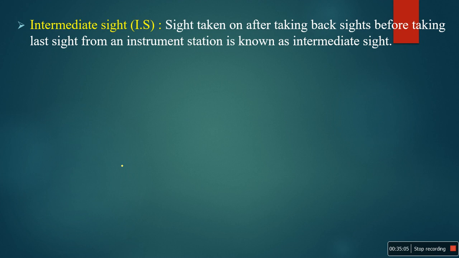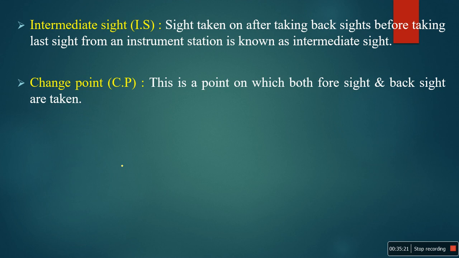Okay. Then next one is intermediate sight, that is IS. These are the staff readings taken in between the backsight as well as the foresight. Whatever readings you take in between will act as intermediate sights. Okay. Next, change point. This is a point on which both foresight and backsight are taken. This station is called a change point.